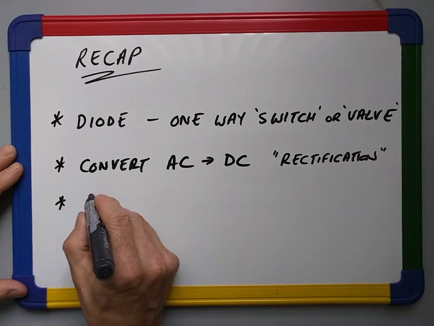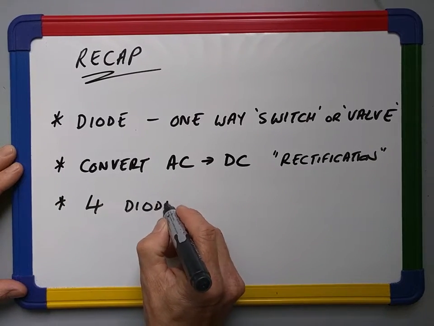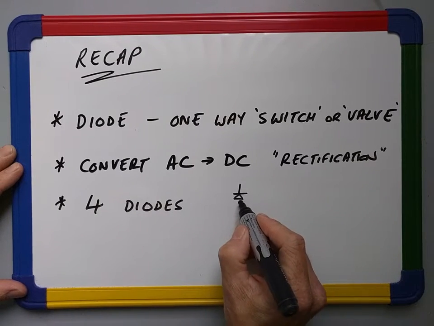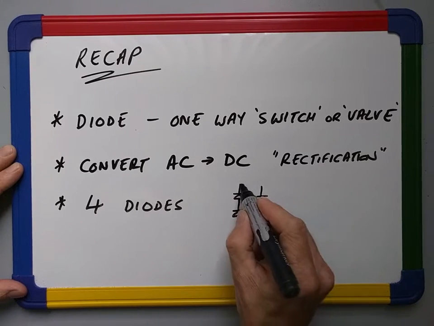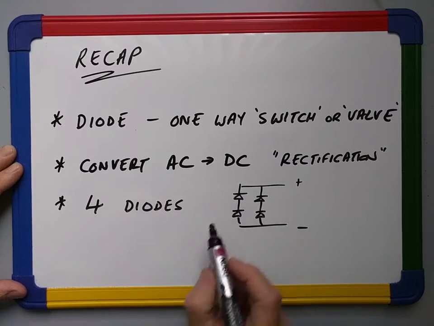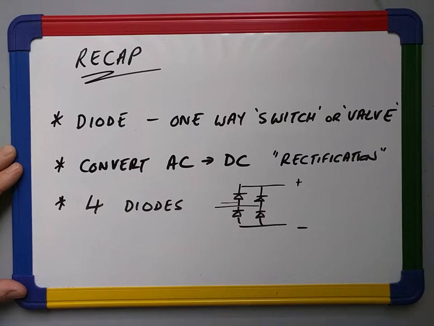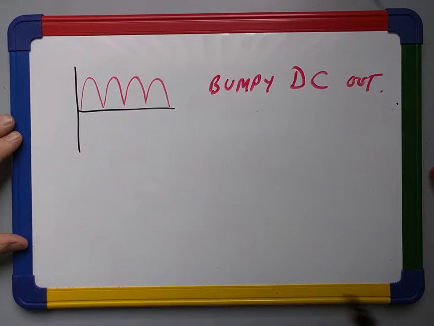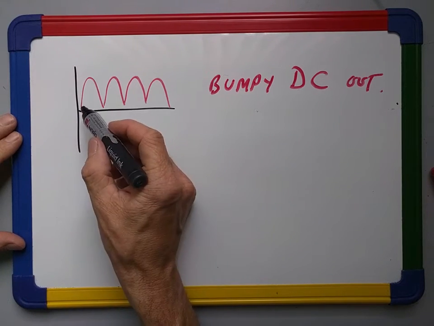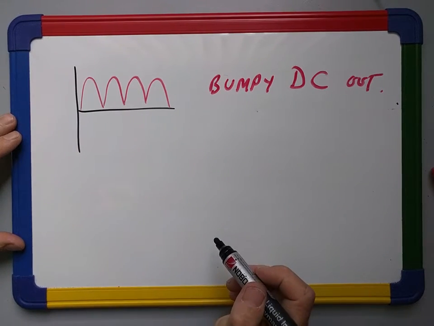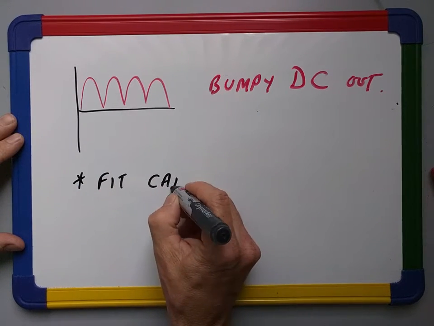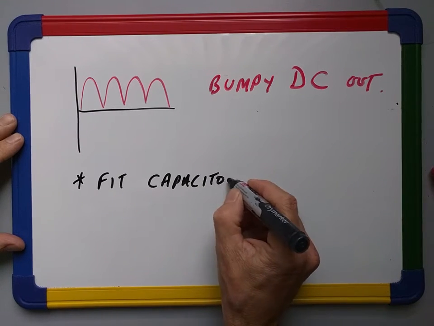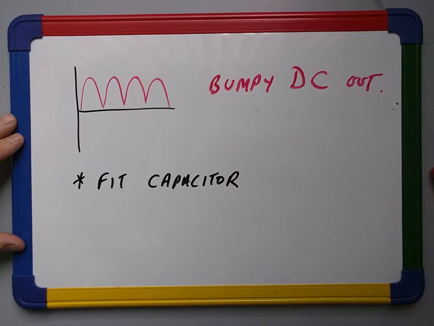To do that, we generally use 4 diodes in the arrangement we saw there, with 4 pointing up, positive, negative out, AC into the middle. When we build one of these rectifiers, when we feed AC in, we find that the DC we get out is bumpy, and to cure that we've got to fit a capacitor. Fit a capacitor on the output, and that gives us a smooth DC similar to that which you would achieve from a battery supply.